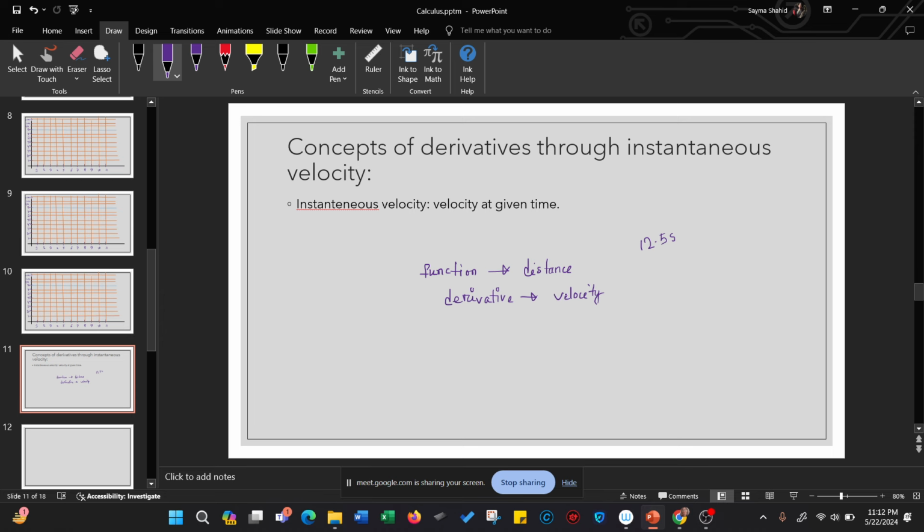Velocity. Okay, so we know there is s equal to vt, so the velocity v is equal to s by t. So s is the distance I'm meaning, and t is the time. Okay, so moving on.